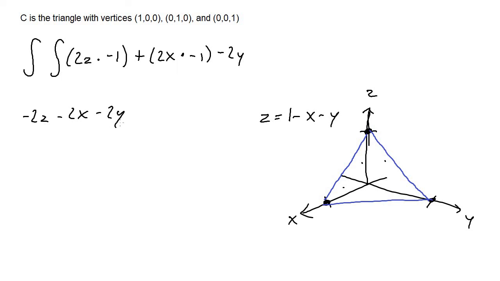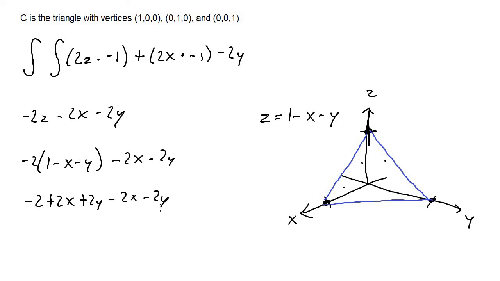Before I put the double integral, remember in a double integral we can only have two variables. So what we can do here is put the double integral in terms of x and y and get rid of z by replacing it with the z equation, which is already in terms of x and y. So we have negative 2 times z, which is equal to 1 minus x minus y, minus 2x, and then minus 2y. If I distribute the negative 2, we get negative 2 plus 2x plus 2y minus 2x minus 2y. The 2x's cancel, the 2y's cancel, and we're only left with negative 2. So basically we have the double integral of negative 2.